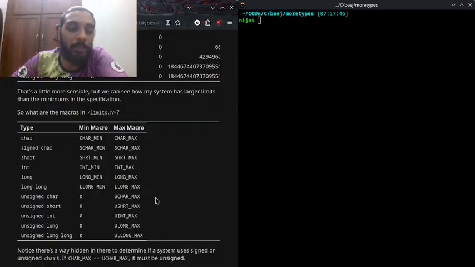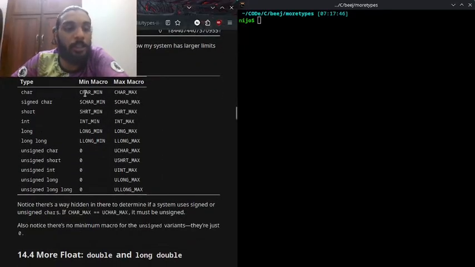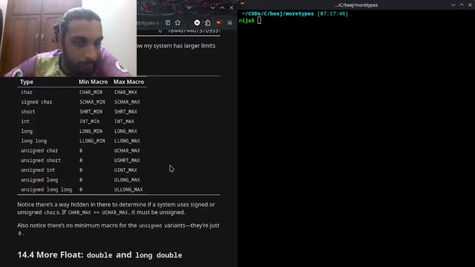What are the macros in limits.h? These guys. Notice there's a way hidden in there to determine if a system uses signed or unsigned chars. If CHAR_MIN equals 0, it must be unsigned. Also notice there is no minimum macro for the unsigned variants. They're just 0. Makes sense.